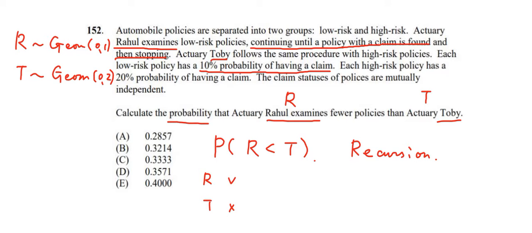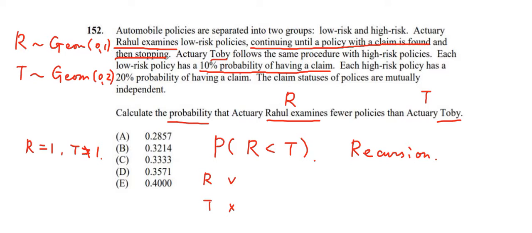I'm sorry, I made a mistake. So here, let's say R equals 1, T not equal 1, just like that. R equals 1, T not equal 1. Then we guarantee this R is less than T, right? So what is such a probability?